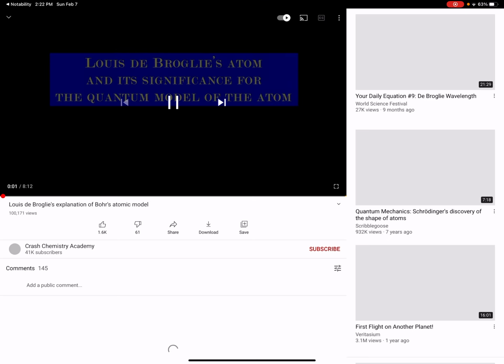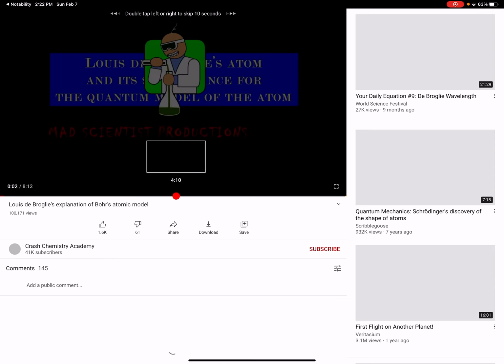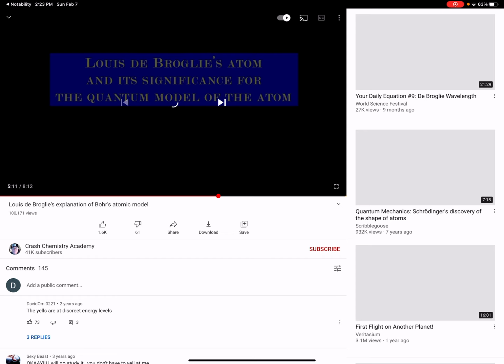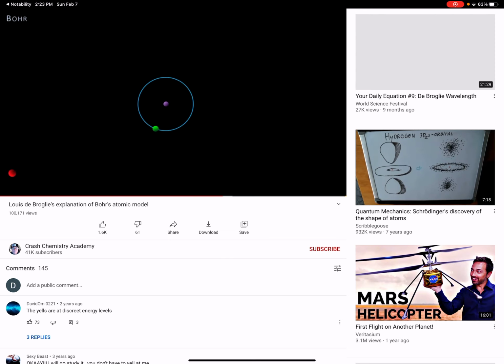Hi, this is Annika. I'm going to jump to 5:10. We are going to take a look at de Broglie's atom. Part of Bohr's model is that now, if the right amount of energy is absorbed by the electron, look, see, he just jumped up. It can then go back down to a higher energy orbit.